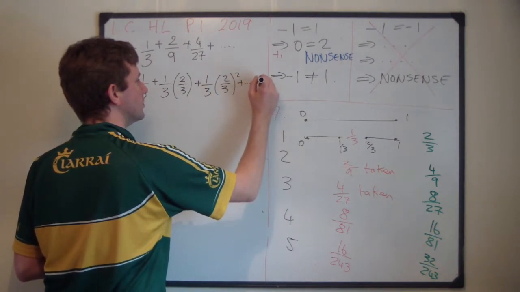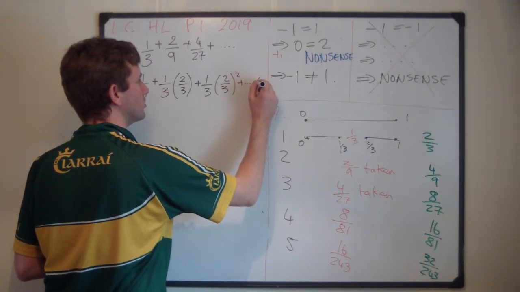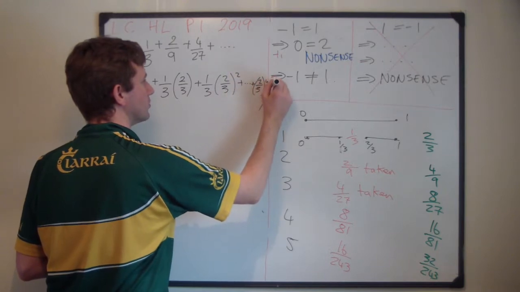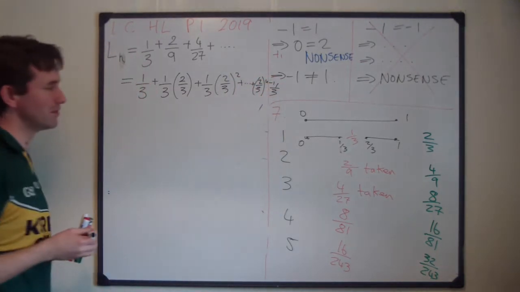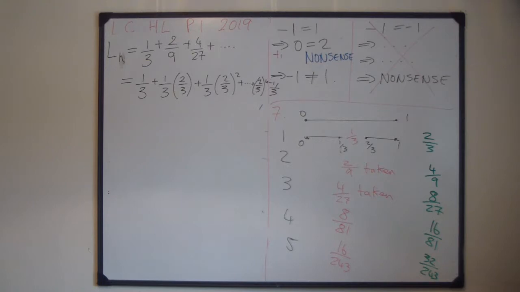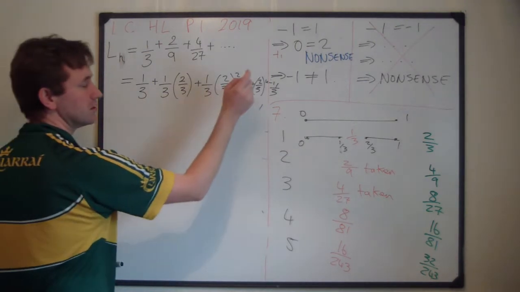And the last one will be 1/3 by 2/3 to the power of n minus 1. Excuse me, it's a bit messy there. Okay. Now, that's actually probably answered the question in a way. It's 1/3 plus 1/3 by 2/3 plus 1/3 by 2/3 squared, up to 1/3 by 2/3 to the power of n minus 1. First, second, third, nth.